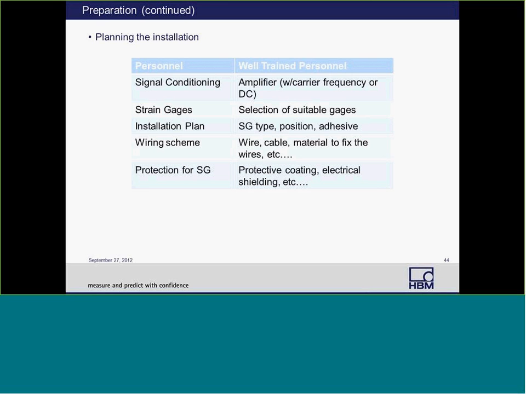What kind of strain gauge type are we going to have? What's the positioning of it? How are we going to put down the adhesive so that it sticks to the test article? After that's in place, we need to have a wiring scheme. We have to get the signal output back to our amplifier to make the measurement. So we have to consider the wiring, cables, material to fix the wires, etc. And then lastly, we need to consider protection for the strain gauge. We need protective coating, electrical shielding, etc.